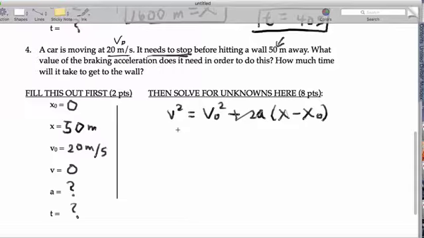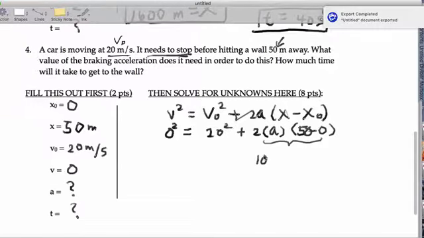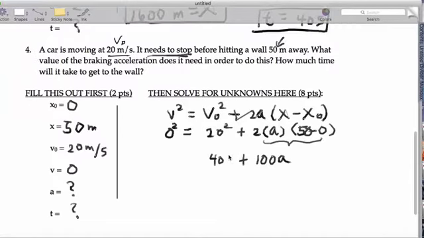Now let's put in our numbers. 0 squared is the speed we end up at, and we square that, equals 20 squared plus 2 times a times 50 minus 0. Now this part here actually just simplifies to 100a. We have plus, this is 400 when we square the 20, equals 0. We're going to simplify a little further. We'll subtract 400 on both sides.